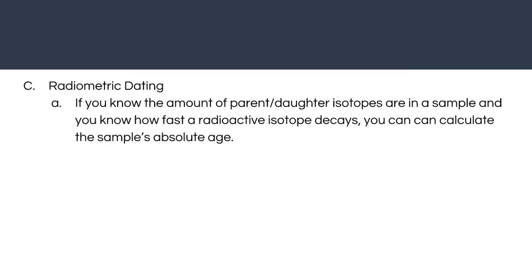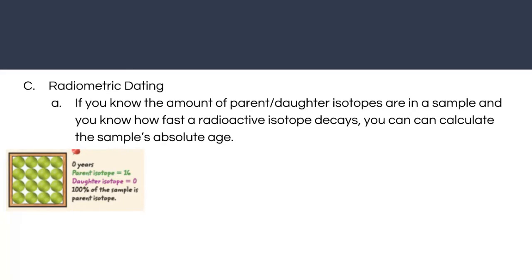We call this radiometric dating. When we figure out the age of a rock by using this half-life formula, we call this radiometric dating. If you can take a sample of rock and you can find the ratio of parent to daughter isotope in that sample, then you should be able to figure out how old that rock is. So if you know the amount of parent and daughter isotopes that are in a sample, and you know how fast that element will decay, that means how long it takes for that element to break down from radioactive to stable, then you could calculate that sample's absolute age.